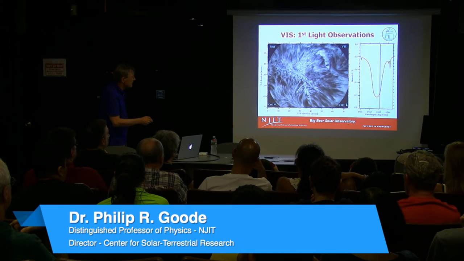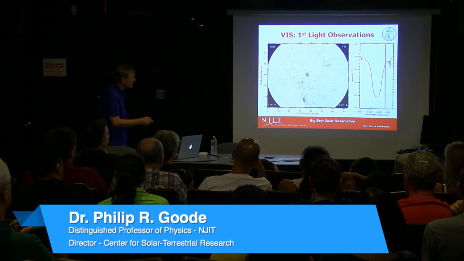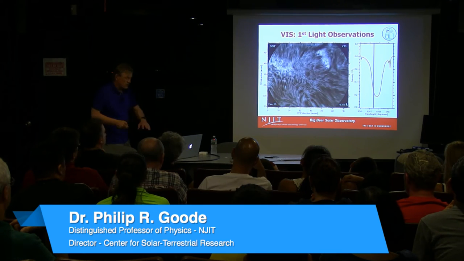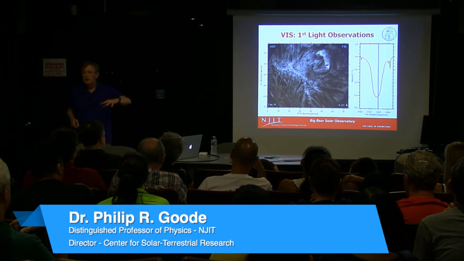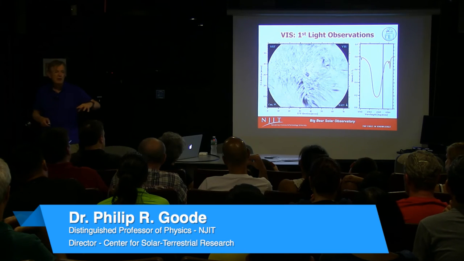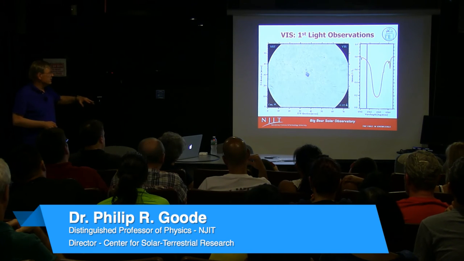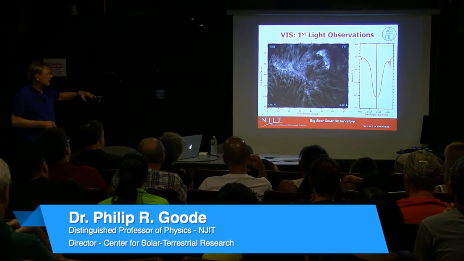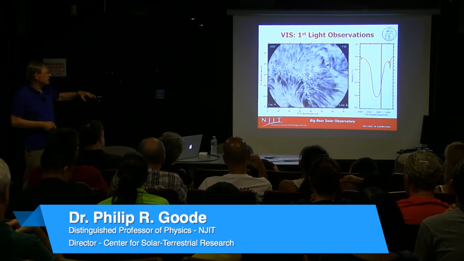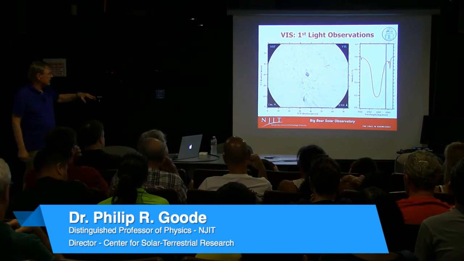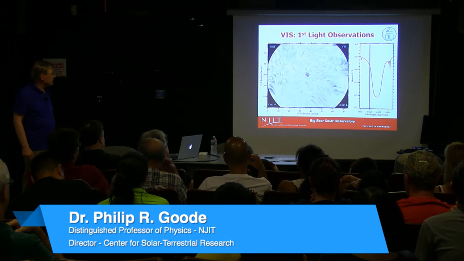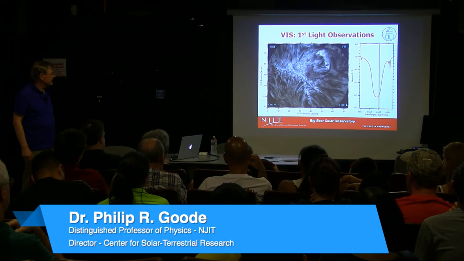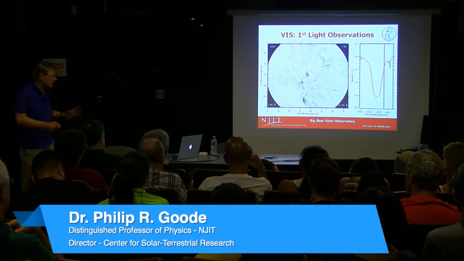So up here in the wings of the line, the top of the line, you're seeing the surface. But in the middle of the line, you're seeing higher in the atmosphere. And so this line is really powerful in studying the dynamics of the sun, because by scanning it, you can look at different altitudes in the atmosphere and see different kinds of dynamical effects. But it's very nice to look at.